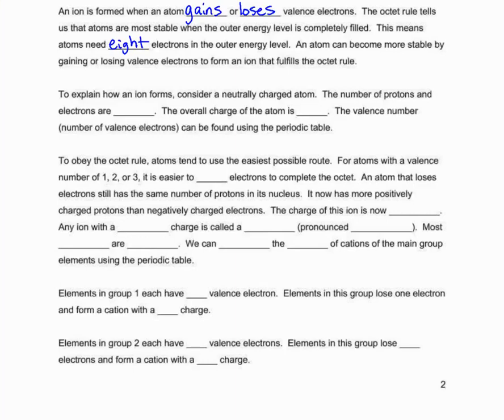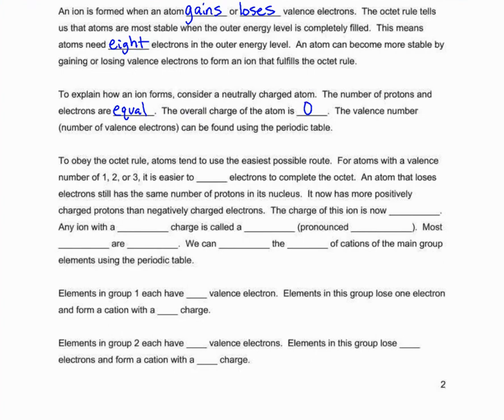So, in order to explain how an ion forms, consider a neutrally charged atom. Remember, the number of protons and electrons are equal. The overall charge of the atom is zero, the net charge.